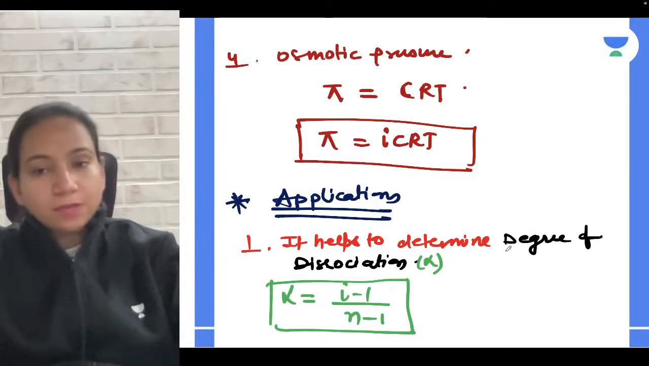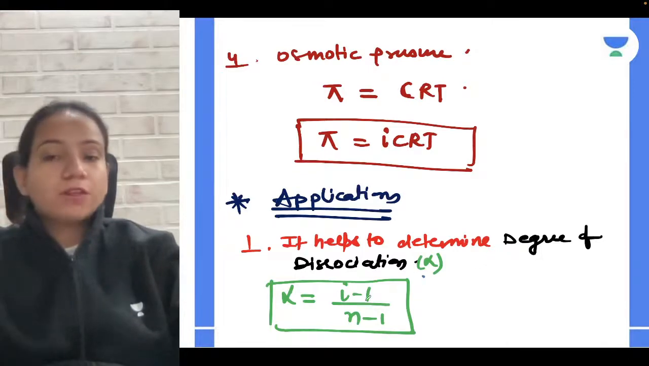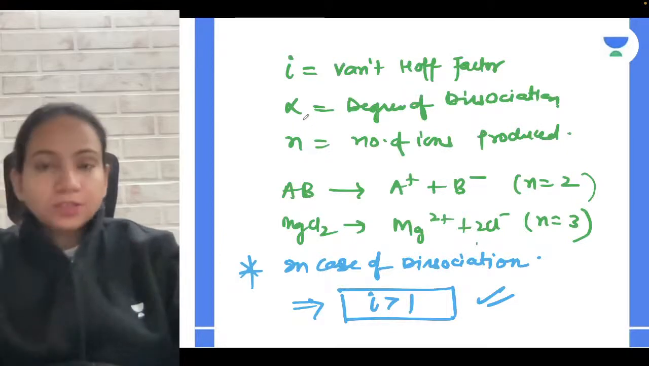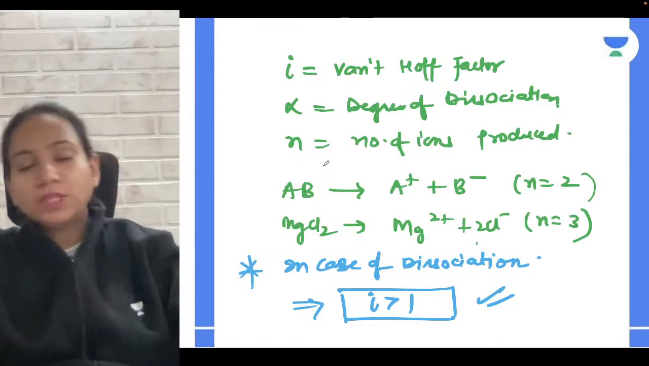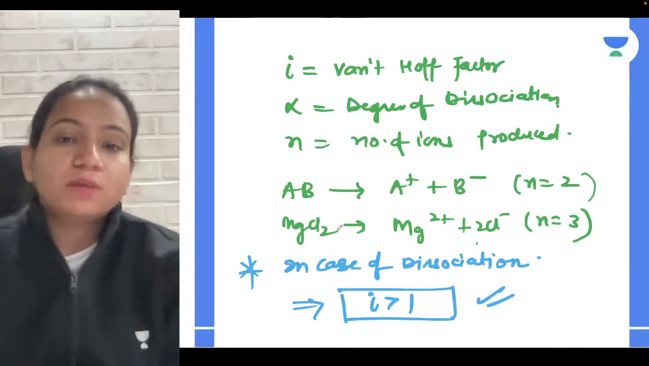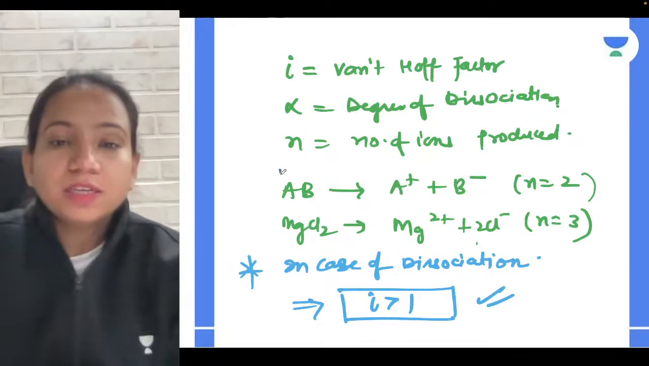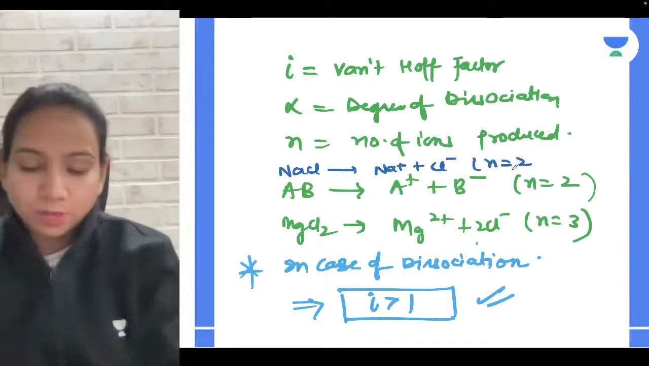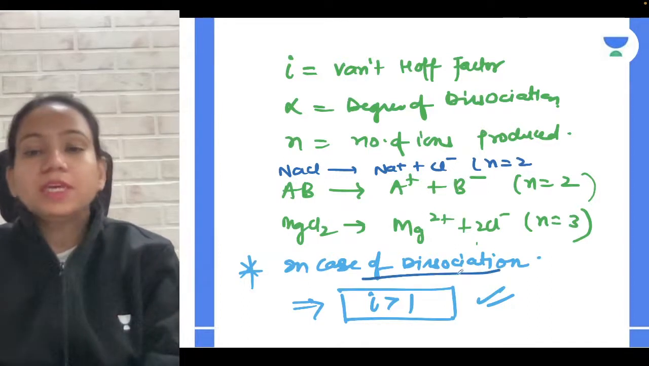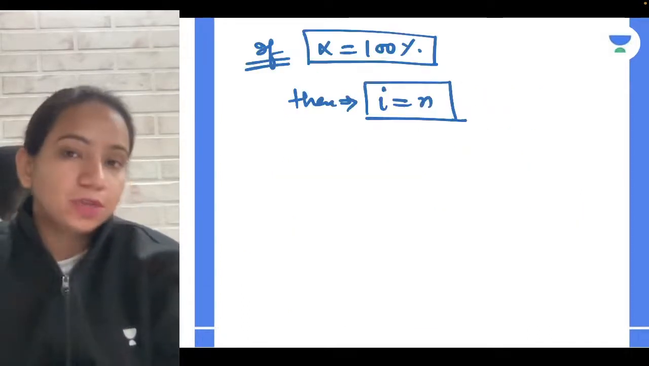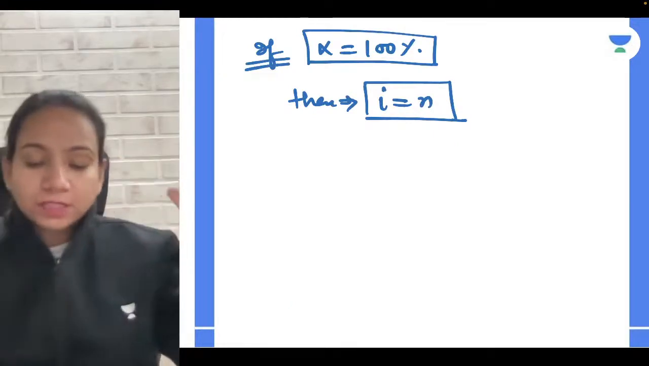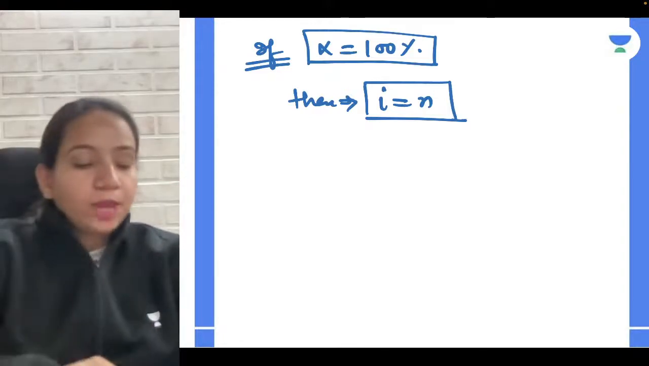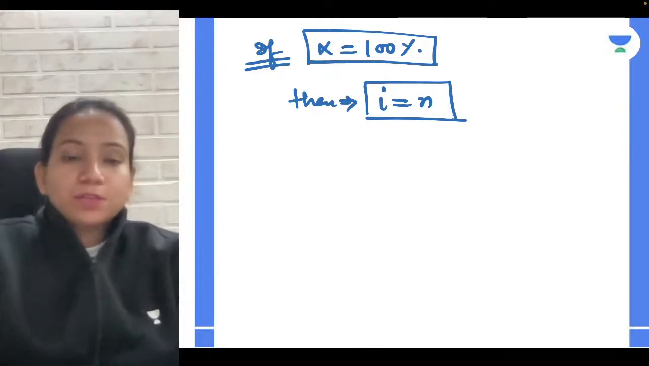The Van't Hoff factor can help us find the degree of dissociation, which is alpha. How do we calculate it? alpha equals i minus 1 divided by n minus 1, where i is the Van't Hoff factor and alpha is the degree of dissociation. We know that n is the number of ions produced. For MgCl2 it is 3, for NaCl it is 2, Na plus and Cl minus. It depends on how many ions it is going to produce. In case of dissociation, the Van't Hoff factor will always be greater than 1. And if alpha is given as 100%, meaning your solute is 100% dissociated, then i equals n.